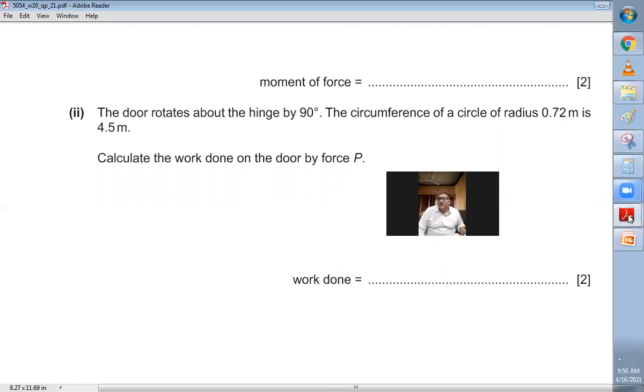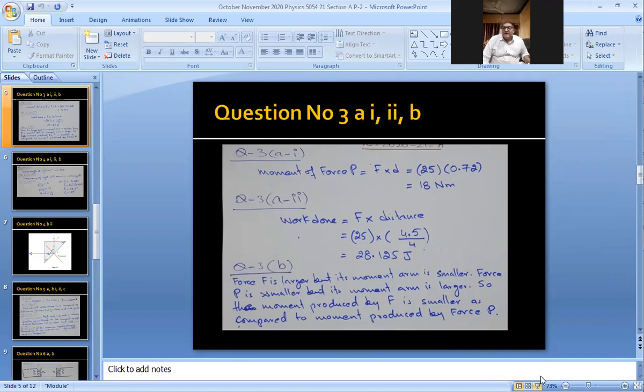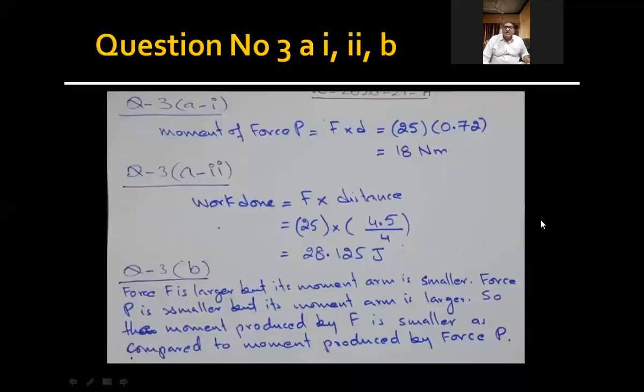I have done this on paper. Let me show you my work. So here you can see this. And let's increase the size. Okay. So hopefully you can see the work done is equal to F multiplied by distance, and that is 25 multiplied by 4.5 divided by 4, and the final answer will be 28.125 joules.